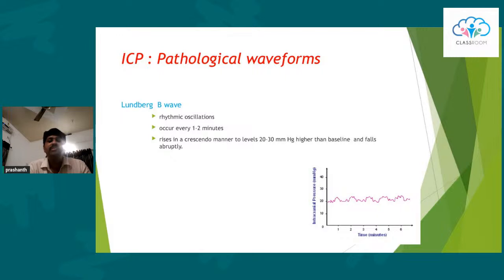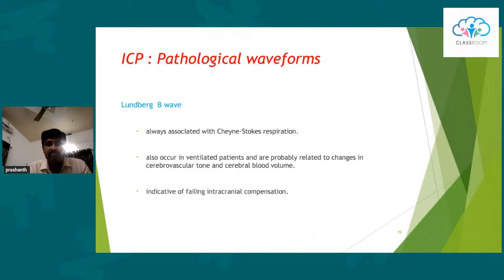The other abnormal wave that you see is the Lundberg B wave. These are rhythmic oscillations which are smaller in amplitude and occur every 1 to 2 minutes. The amplitude is somewhere between 20 to 30 millimeters of mercury. This also shows poor compliance of the intracranial waveform, and it is always associated with the change in respiration. It depicts the cerebrovascular tone and the cerebral blood volume.